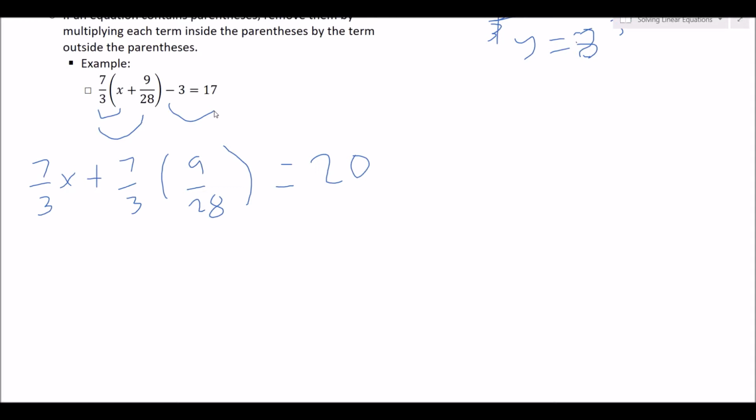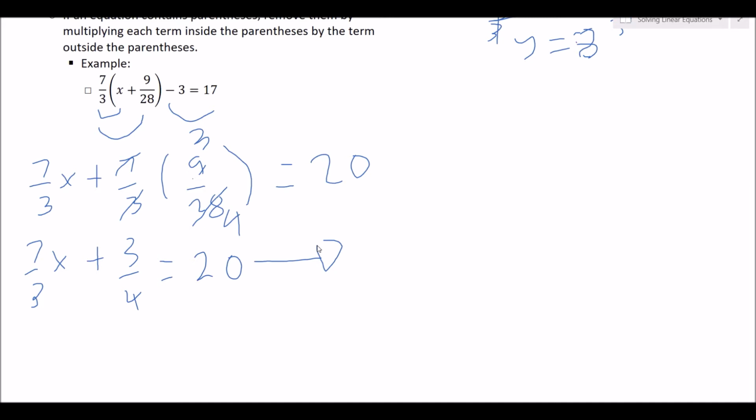Here we can already start simplifying. We know that 9 over 3 is 3, so we can cross this out and we're left with 3 right here. And we know that 28 over 7 is 4, so that means 7 over 28 is 1 over 4. So we get rid of that 7 and that 28, and we put 4 here. So we're left with 7 over 3 x plus 3 over 4 is equal to 20. We know that 20 is equal to 80 over 4.